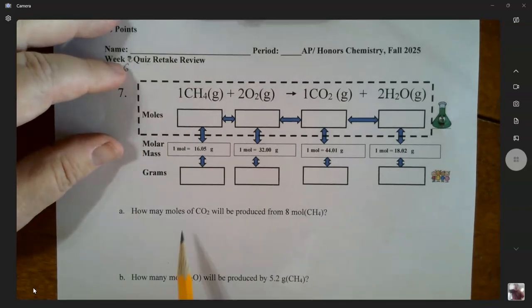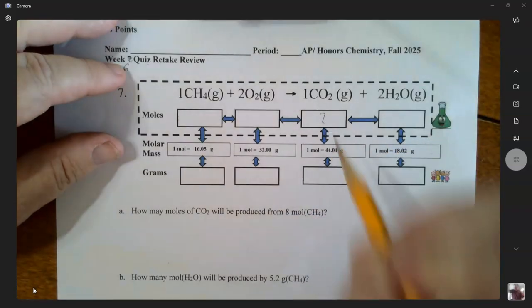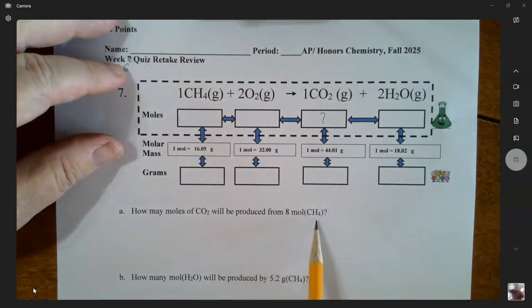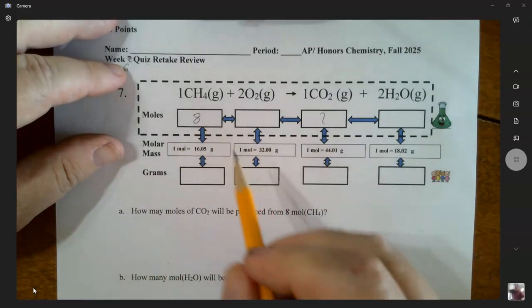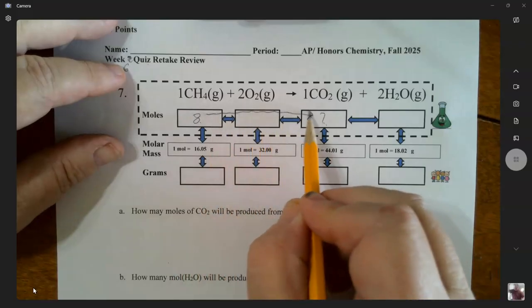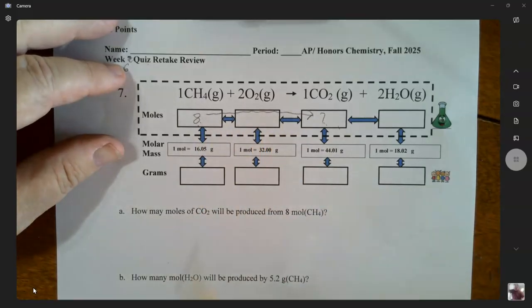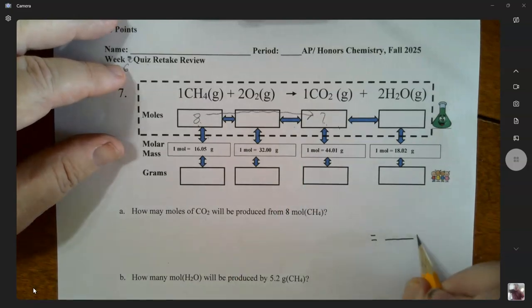Okay, so how many moles of CO2, so right away question mark in moles of CO2, will be produced by 8 moles of CH4. So 8 goes here in the moles of CH4. You go from the number to the question mark, not the other way. You're trying to get from what you know to what you don't know. So that's one arrow, one conversion. So we go ahead and write the equation.